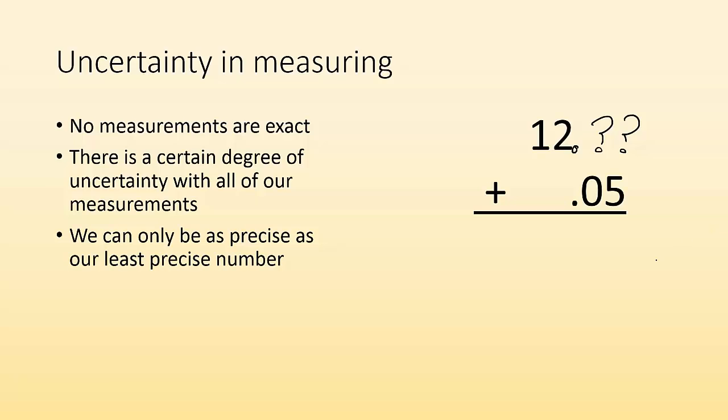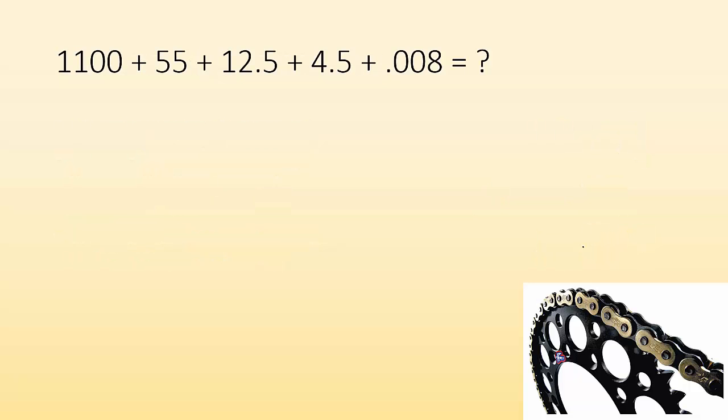So what I'm saying is, if I had 12 and I added 0.05 to it, do I know what is in the hundredths place for that 12? No. What's question mark plus 5? Who knows? What's question mark plus 0? I don't know. And then 2 plus, then we'd have 12 point who knows what. So we can't be more precise than our least precise number.